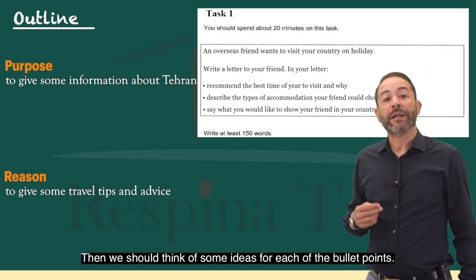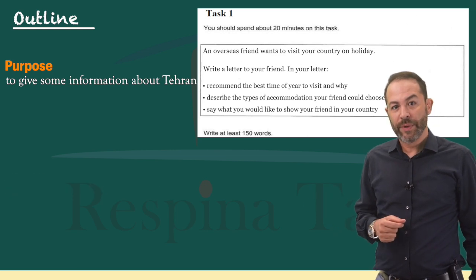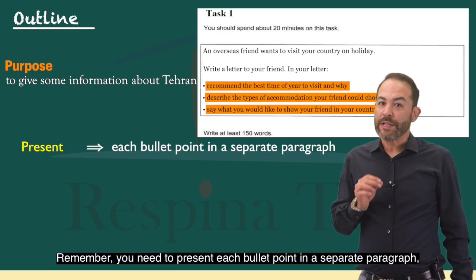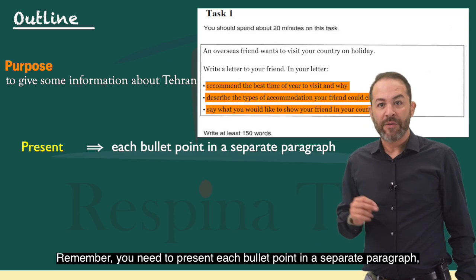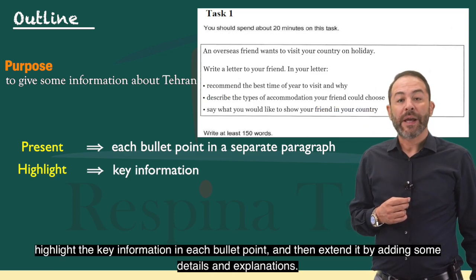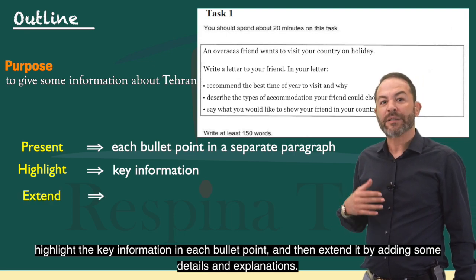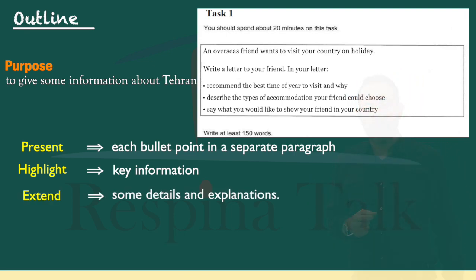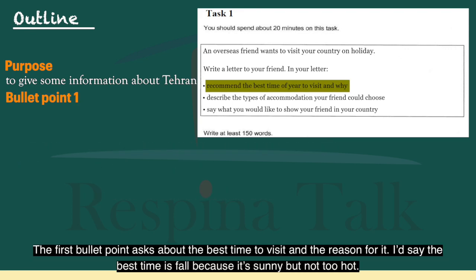Then we should think of some ideas for each of the bullet points. Remember, you need to present each bullet point in a separate paragraph, highlighting the key information in each bullet point, and then extend it by adding some details and explanations. The first bullet point asks about the best time to visit and the reason for it. I'd say the best time is fall, because it's sunny but not too hot.